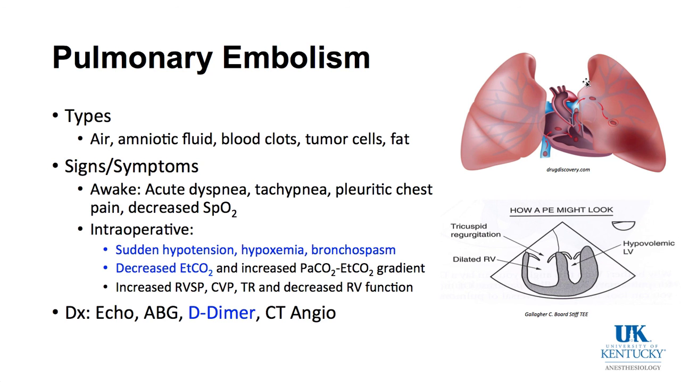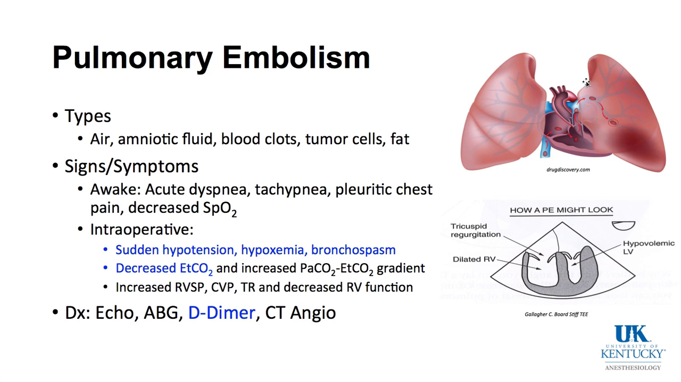The signs and symptoms in an awake patient differ from what we see intraoperatively. In an awake patient, dyspnea, tachypnea, pleuritic chest pain, and a drop in SpO2, but intraoperatively it's common to see hypotension if it's big enough to block blood flow out the pulmonary artery to any great extent, hypoxemia, and bronchospasm. And frequently we see a big drop in end-tidal CO2 when a significant embolization occurs because of an increase in arterial to end-tidal CO2 gradient or dead space.